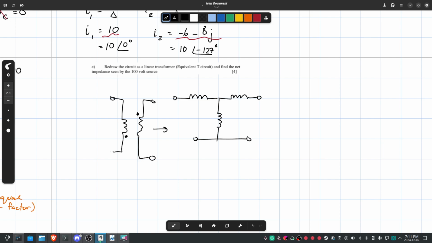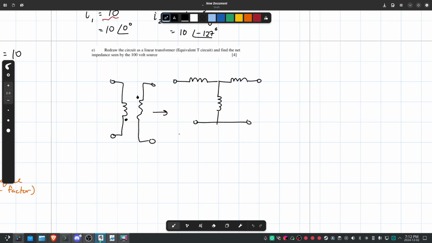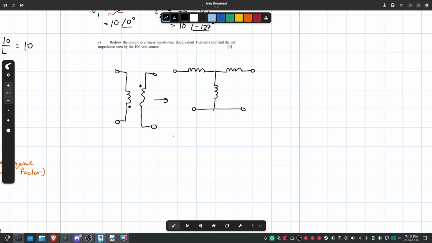This is the equivalent T junction. You'll notice that this part is why it's called a T, because it looks like a T. The other one is called a pi because it looks like a pi, not an actual pi, more like that, really. I think. I haven't looked at the pi yet. Anyway, we need to convert this to the other.